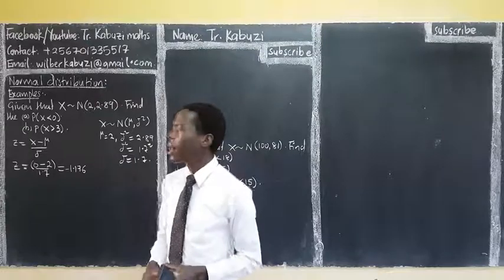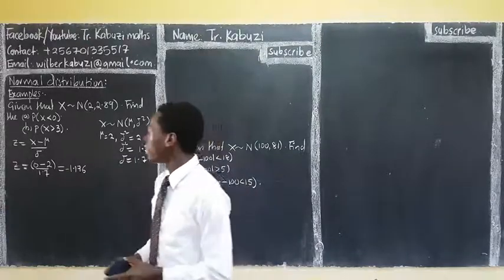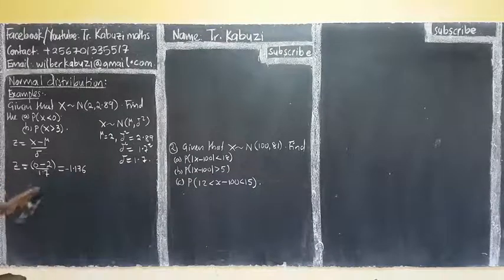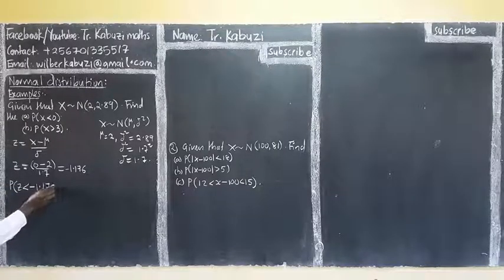Now, when we have the value of z, you always give it to 3 decimal places. Why? Because a table can only read it up to 3 decimal places. So now we get the probability of z. We need z less than negative 1.176. You draw so that you can easily read it properly. If this is 0, then negative is going to be here, negative 1.176. So I need this probability here.